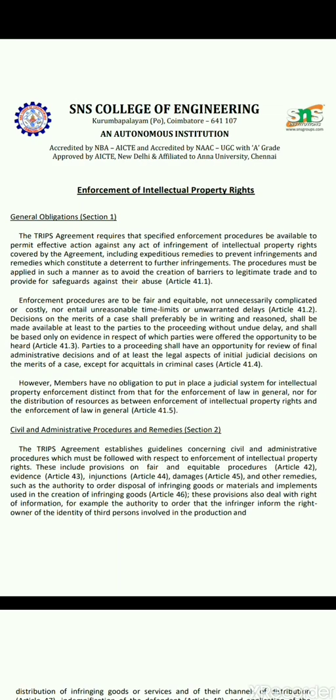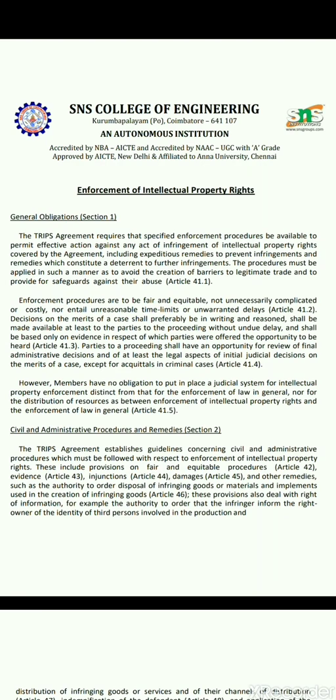As per the TRIPS agreement, specified enforcement procedures will be available to permit effective action against any act of infringement of intellectual property rights covered by the agreement. The procedures must be applied in such a manner as to avoid creating barriers to legitimate trade and to provide safeguards against their abuse, as noted in Article 41.1. Enforcement procedures are to be fair and equitable, not unnecessarily complicated or costly, and not entail unreasonable time limits.